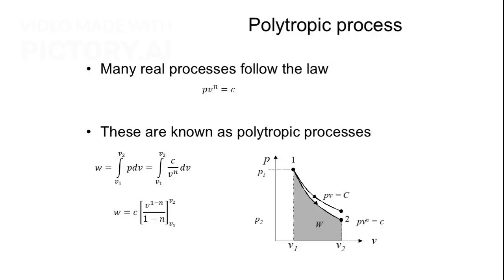Many real processes follow the polytropic process law, where the product of pressure and volume raised to a power is constant. These processes help us understand energy transfer in systems where heat exchange occurs.